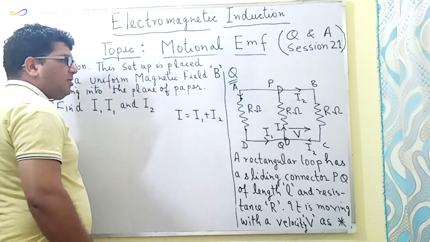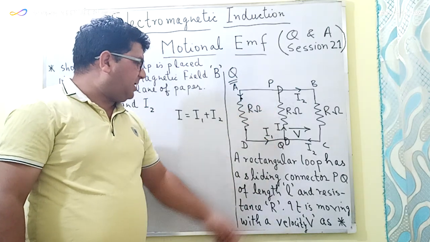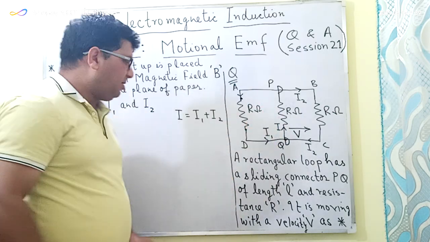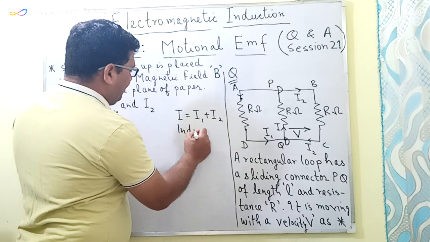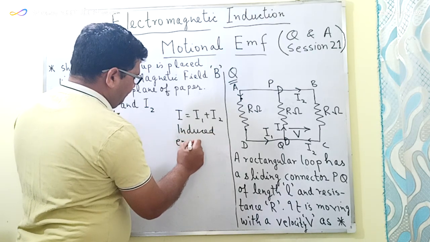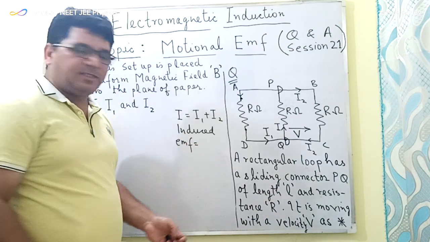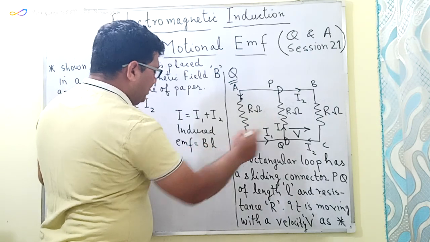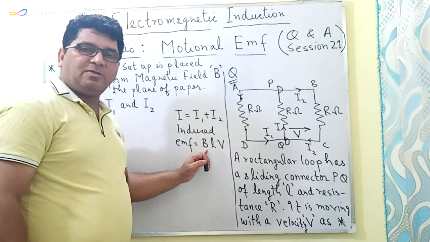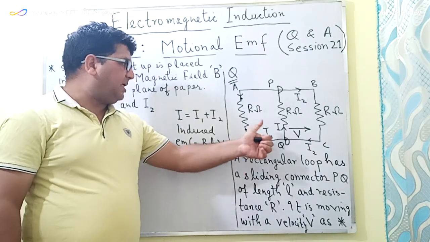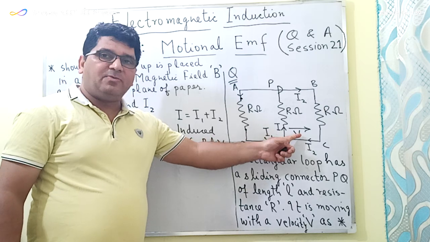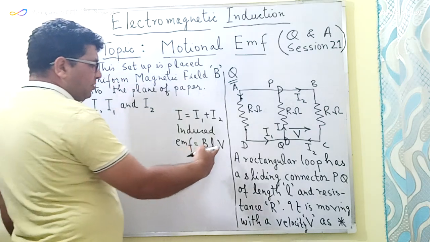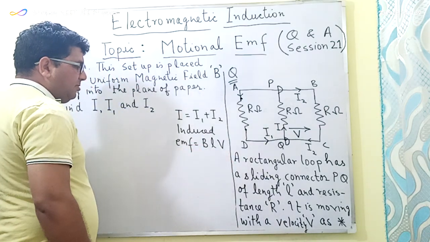The second thing is that because of the motion of this sliding connector, an EMF will be induced in this rectangular loop, and the value of this induced EMF is equal to, I will be using the formula, B into L into V into sine theta. B is the intensity of the magnetic field, L is the length of the conductor, V is its velocity. Here theta is the angle between the velocity vector and the direction of the magnetic field. Since theta is equal to 90 degrees, sine theta will be equal to 1, so the induced EMF will be equal to B L V.